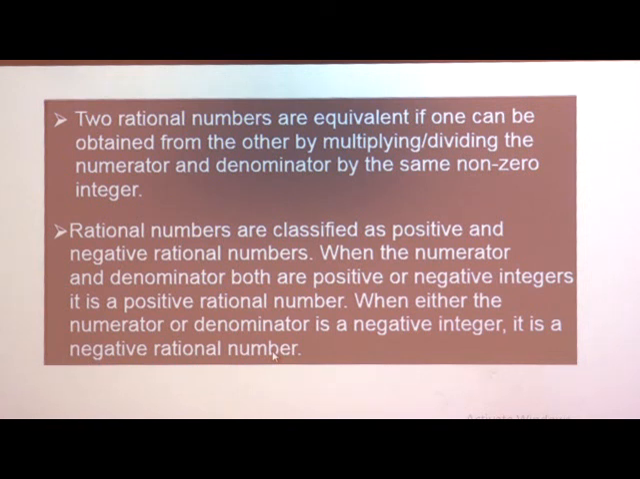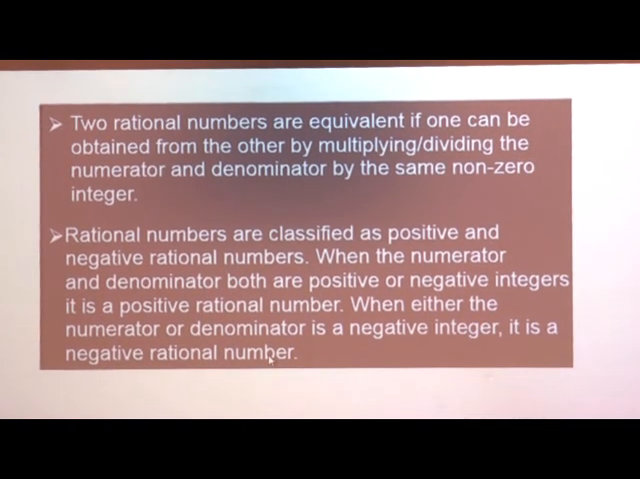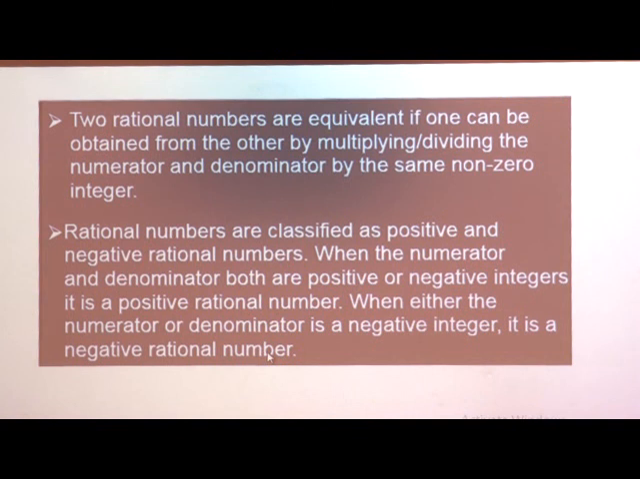So, we have seen very different types of examples with all the operations. We have seen equivalent rational numbers, a rational number on a number line, as well as the addition of rational numbers, subtraction of rational numbers, and multiplication and division of rational numbers.